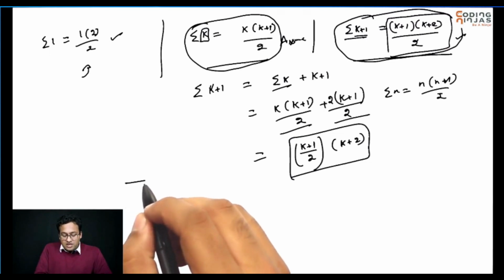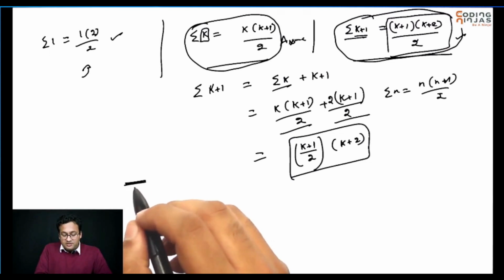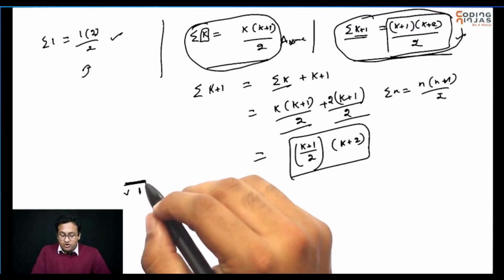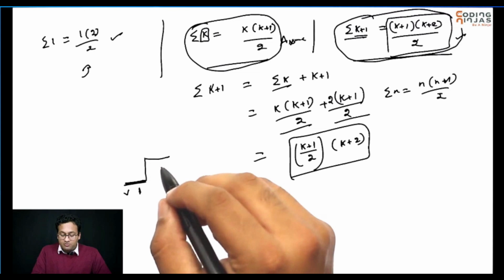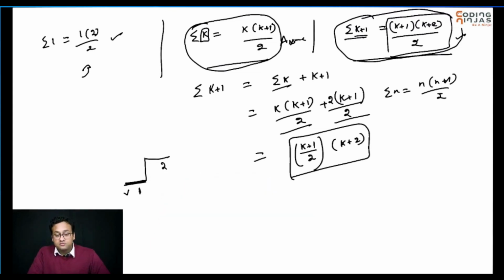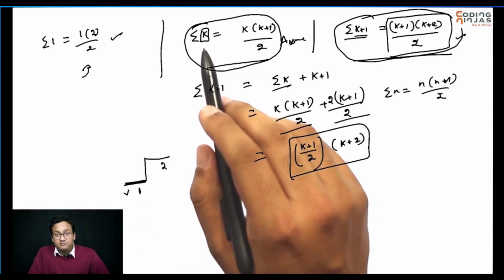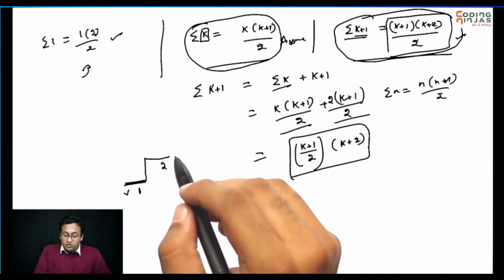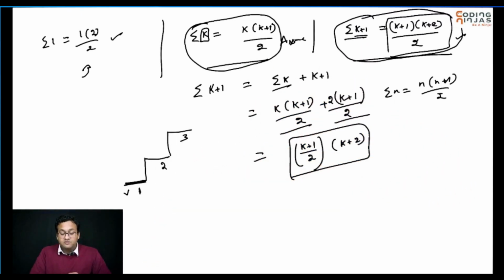I know where to start from. I know the base, right? I know it works for 1. Now using 1, I can prove it works for 2. So if I take k's value to be 1, then I prove that it works for 2. Now using 2, you can prove it for 3.